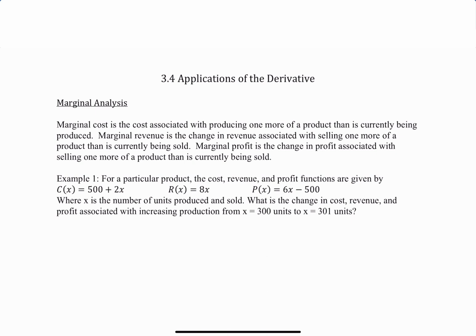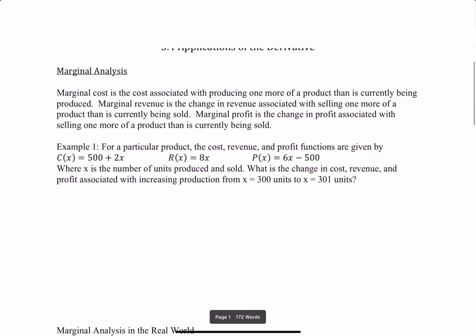So similarly, marginal revenue is the change in revenue associated with selling one more of a product than is currently being sold. And marginal profit is the change in profit, again associated with selling one more of a product than is currently being sold. So if you increase by one, what happens? Here's an example of what that looks like.